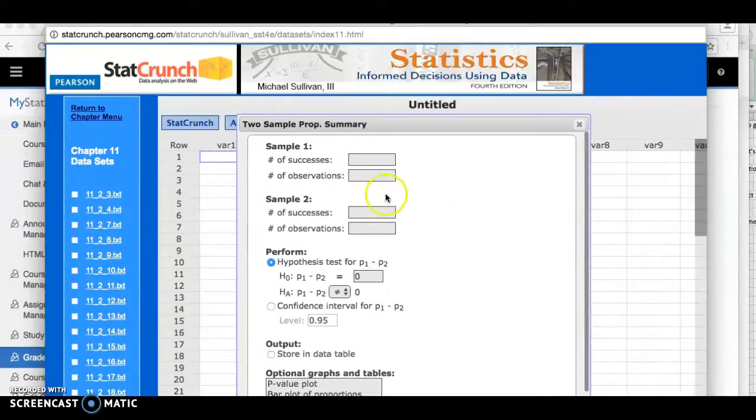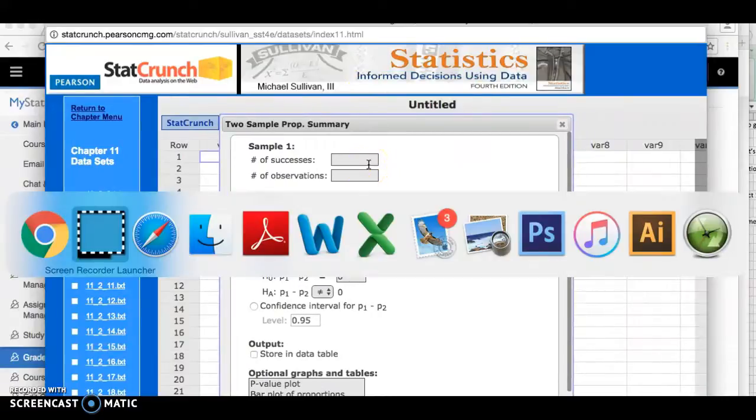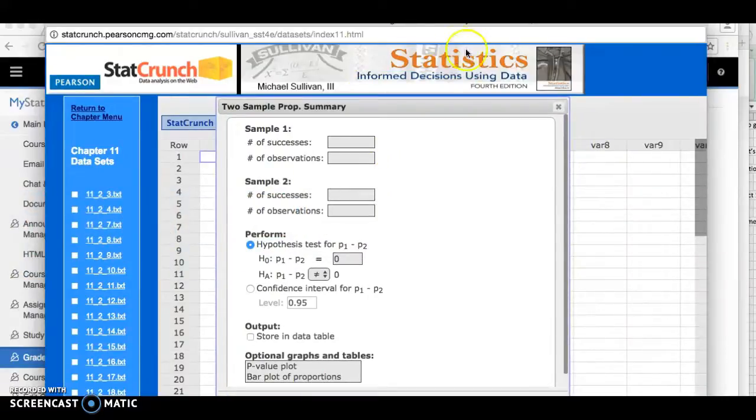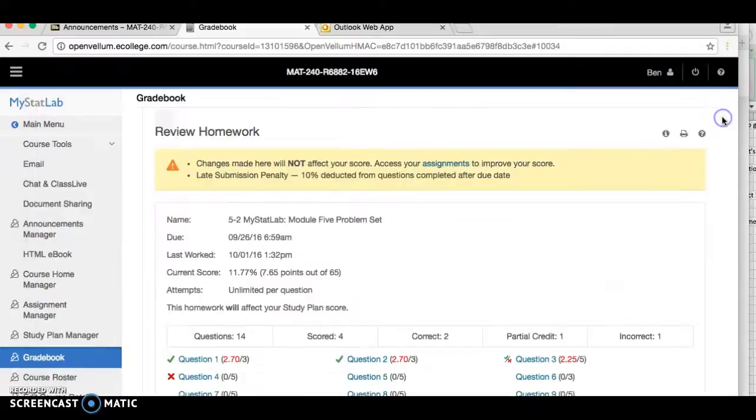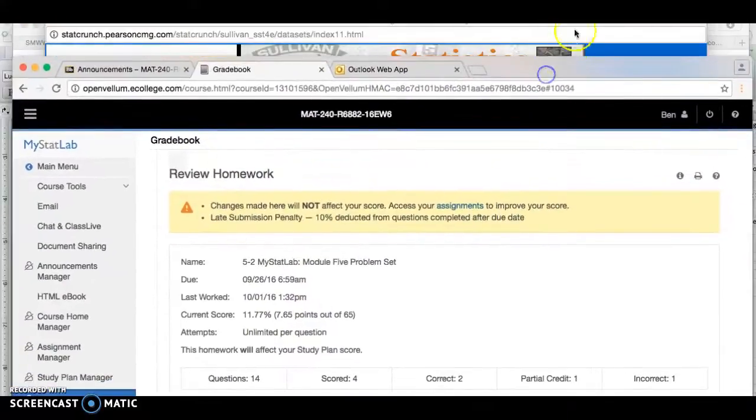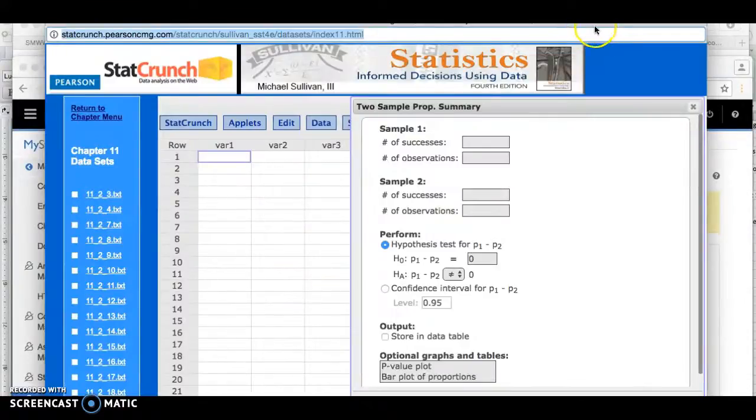Come on, stay where you're at. Number of successes. Let's go back and see what we had on our screen. I'll click here to find that. Oops, that was your gradebook one. Where are we? Move some things around here.